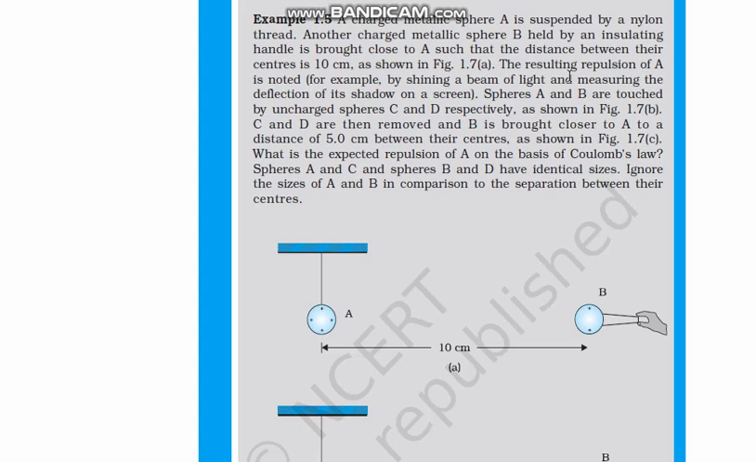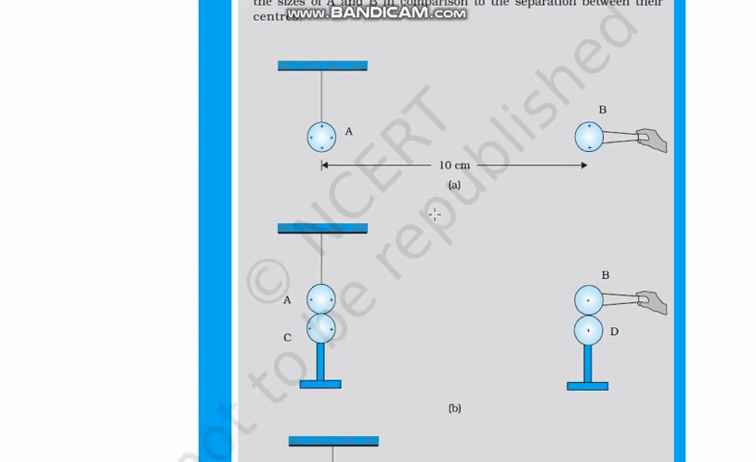The resulting repulsion of A, this is definitely, if both are positive then there must be a repulsion. This is noted, for example, by shining a beam of light and measuring the deflection of its shadow on the screen. So a beam of light is measuring the shadow on the screen, and how it is changing or how it is moving. Spheres A and B are touched by uncharged spheres C and D respectively.